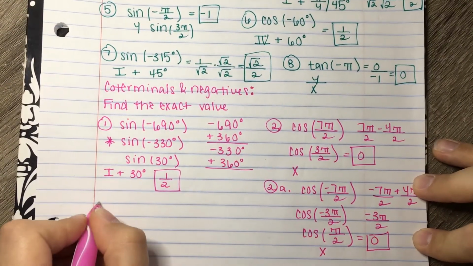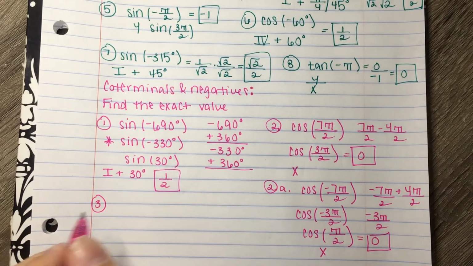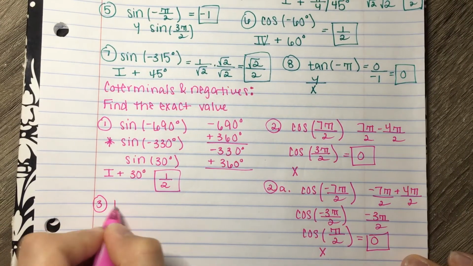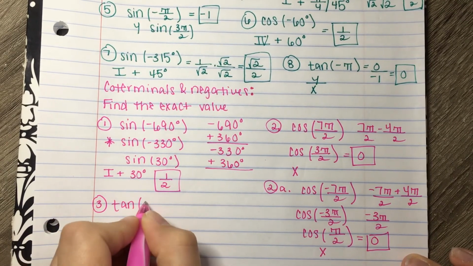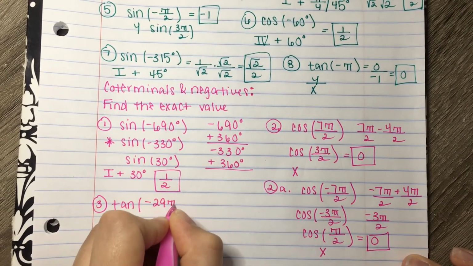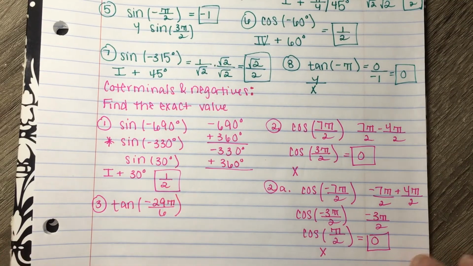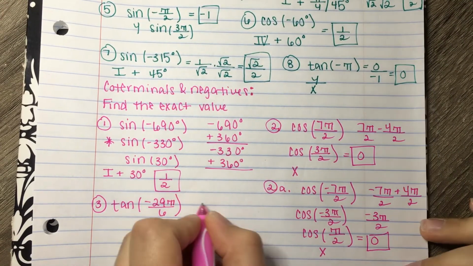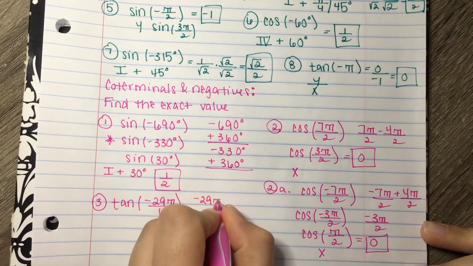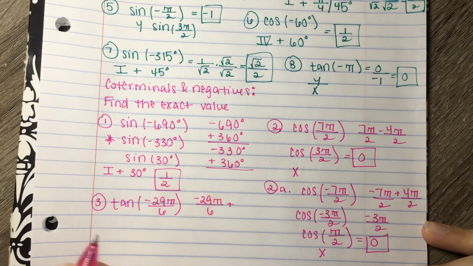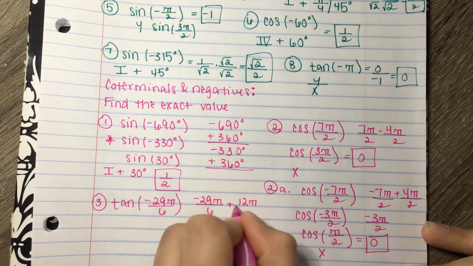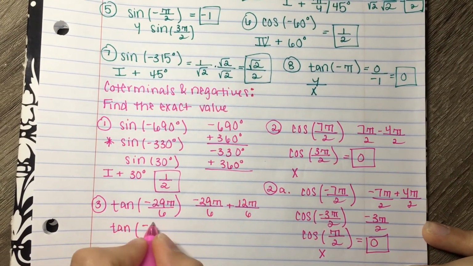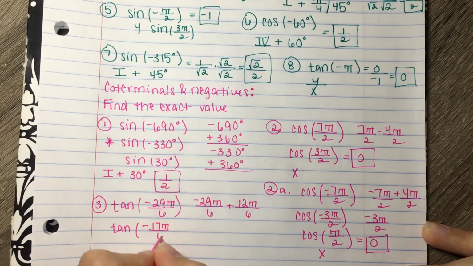Maybe we'll just do one more, number 3. Let's see, then I gotta make it a good one. Okay, I'm gonna make it this one. Tangent of negative 29 pi over 6. Okay. So we see negative 29 pi over 6 is way past 2 pi. So we're going to add 2 pi, which is 12 pi over 6. And then when you add 12 pi over 6, you should see that this is negative 17 pi over 6.